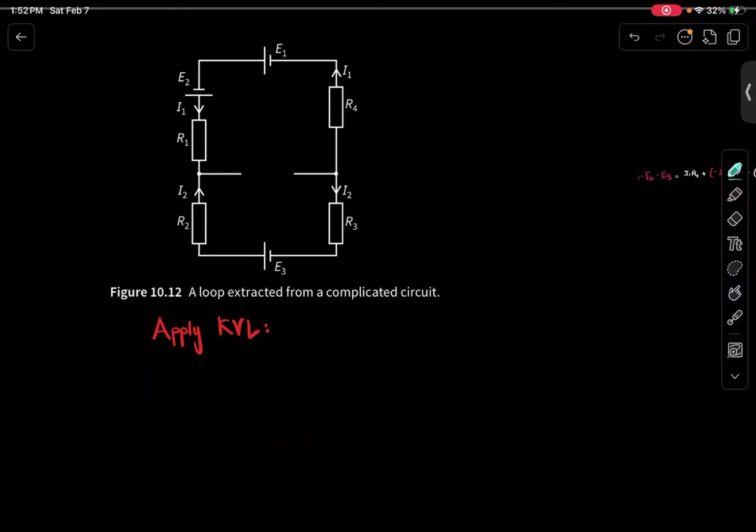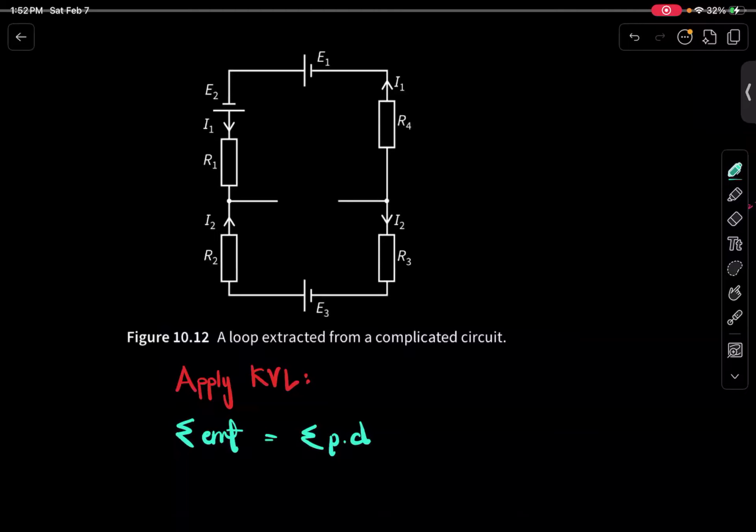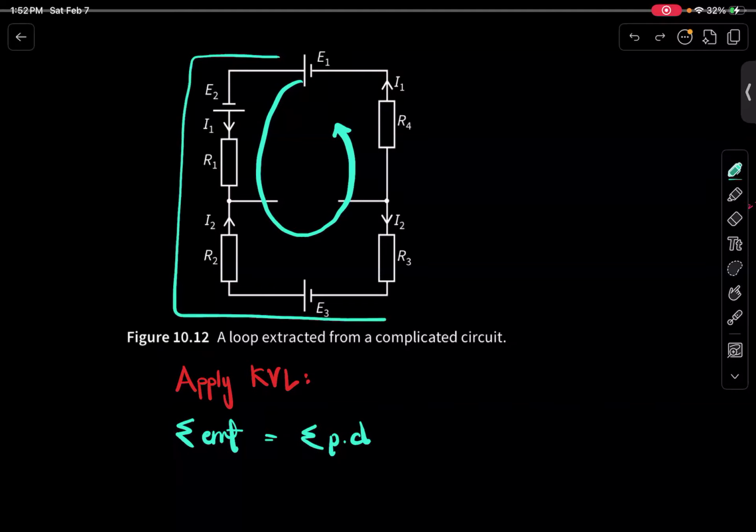Let's check it out. So if I were to apply KVL, the sum of EMFs is equal to the sum of potential drops. Now, you can choose any loop. You can choose it like this or you can choose it like this, but just be consistent with it. So let's say I choose this loop. That means I'm taking this to be my flow of current, and my loop to be like this.